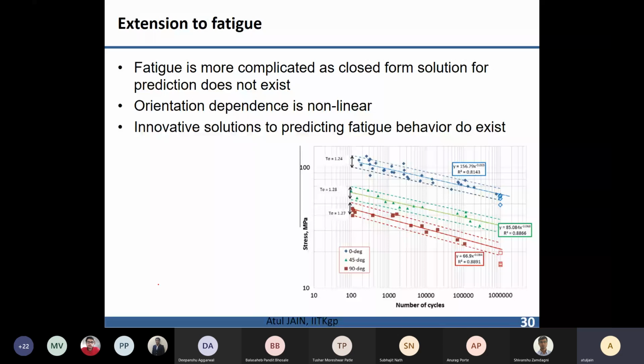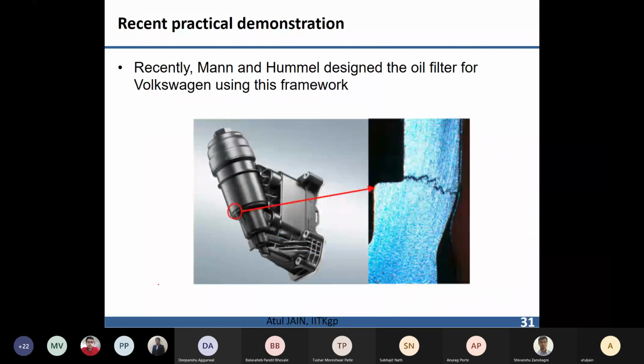Like mean field homogenization, you can use for effective properties. You cannot do that for strength because you know that strength is localized. Stiffness is average. So calculating an average is easier. So this is where the current state of the art is. How do we predict fatigue, damage, etcetera.